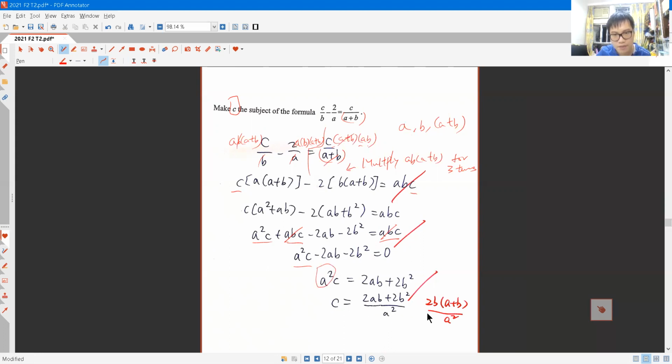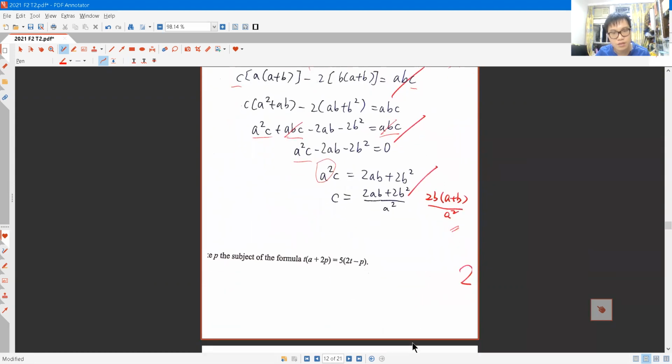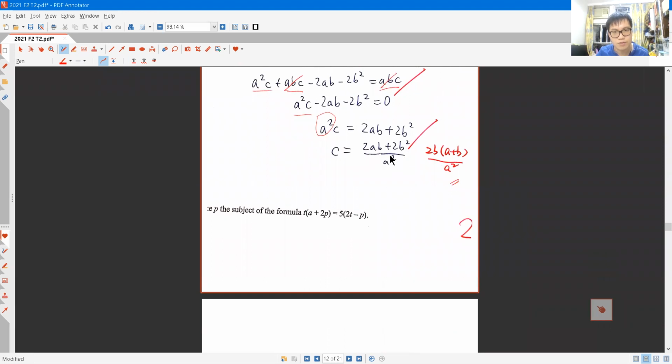Then for the last step, see if there's a common term in the numerator. You can factorize it out. It's better for you to factorize it out. Take out 2b and then bracket a plus b, like that. The mark may be deducted if you just write like this. You should write like this in the final answer. Let's take a break.